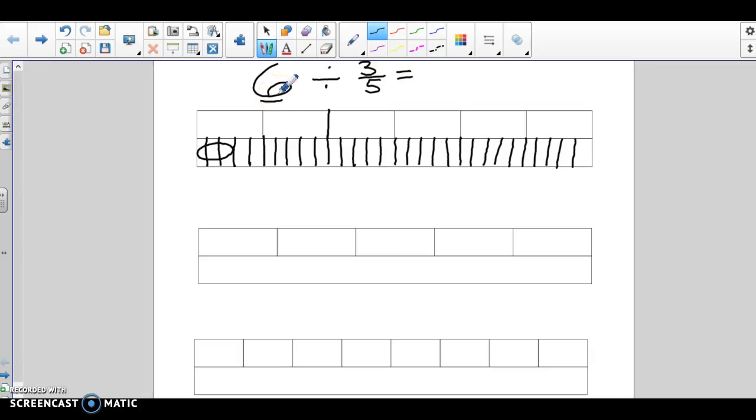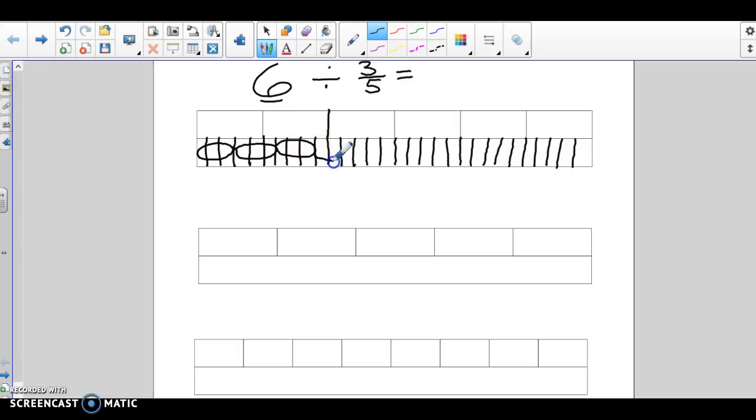Now, if we multiply 6 times fifths, you know that equals 30. But we don't want to know how many fifths are in 6 whole. We want to know how many 3/5 are in there. So let's keep counting. 1, 2, 3. There's another one. 1, 2, 3. Just up to the line. Don't go over it. And another.